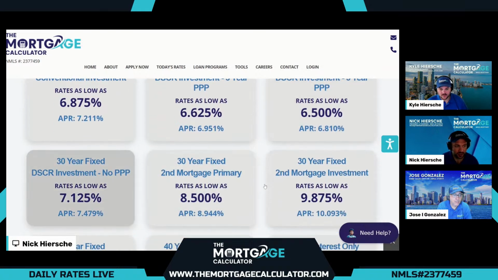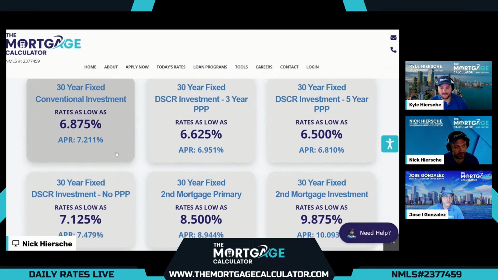And the final option we always want to show is our no prepayment penalty option, as some states don't allow it and some investors don't want it. No problem. 7.125 rate. Final APR 7.479, just a touch higher than our conventional option here. I'd still say pretty much all investors would take a DSCR over conventional when they are this close in price.